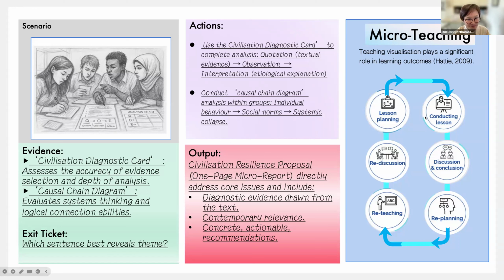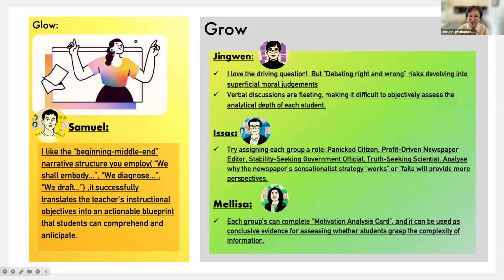And that feedback loop isn't just a theory. Here's an actual glow and grow feedback I received on this storyboard prototype. The glow was an excellent validation. Here, you can see Samuel confirmed that the beginning, middle, and end narrative structure works perfectly, calling it an actionable blueprint that the students can anticipate.